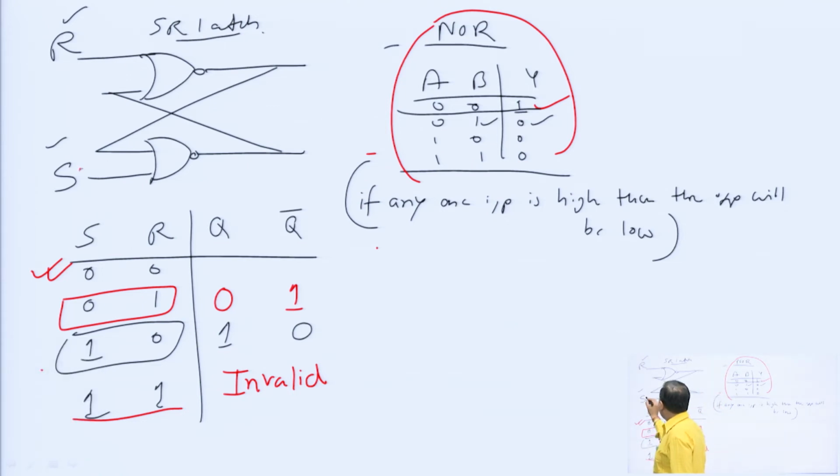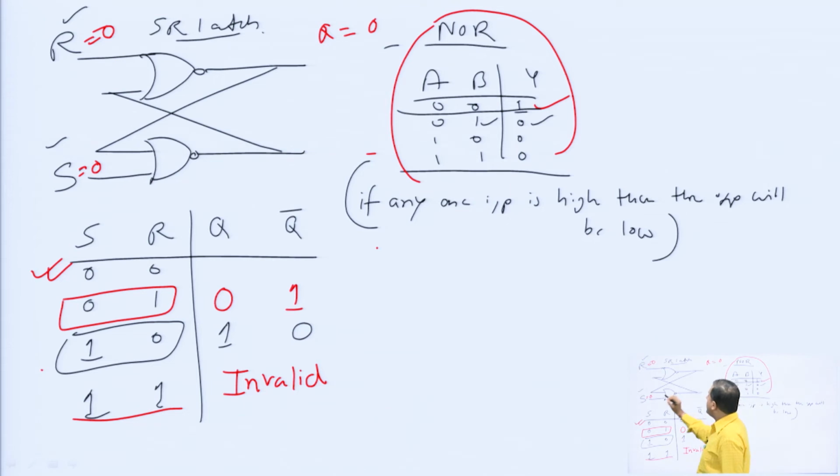So, if S and R both are 0. We know if any of the inputs is high, the output is 0, but if any of the inputs is low, we cannot say what the output is. We are not sure what the output of these gates will be. So we have to assume, suppose, let us assume Q is equal to 0.